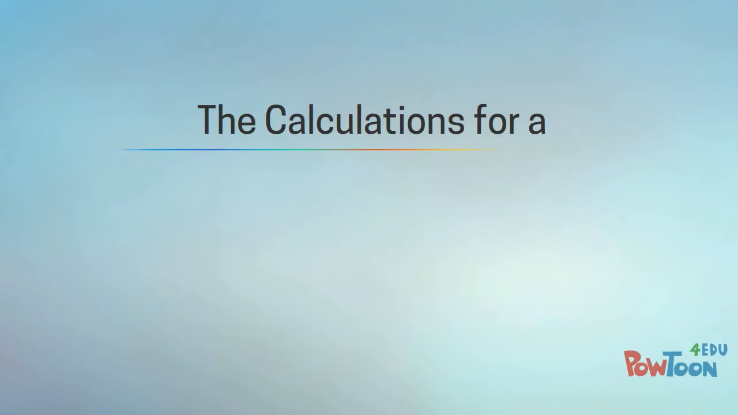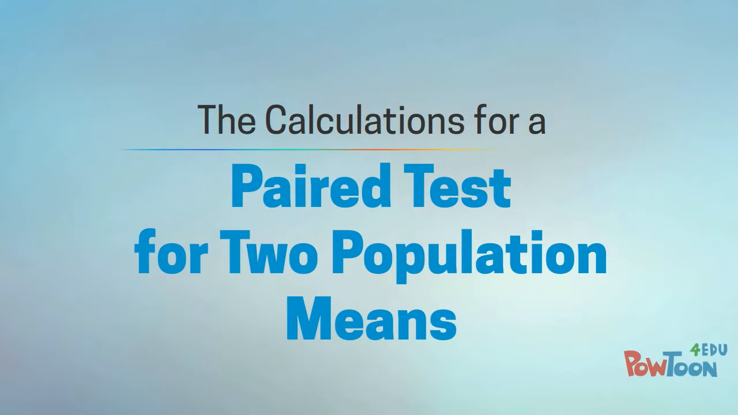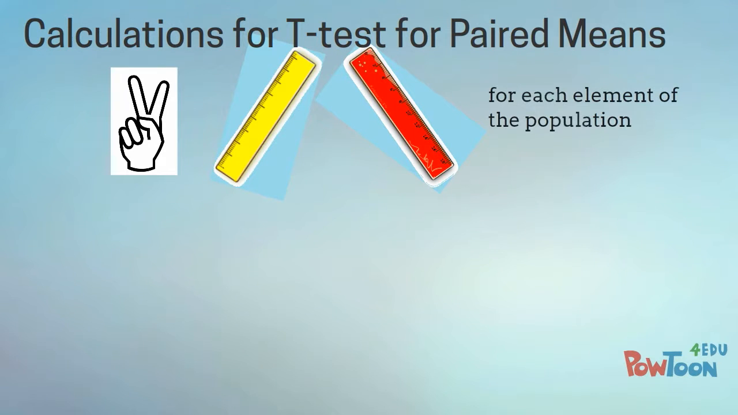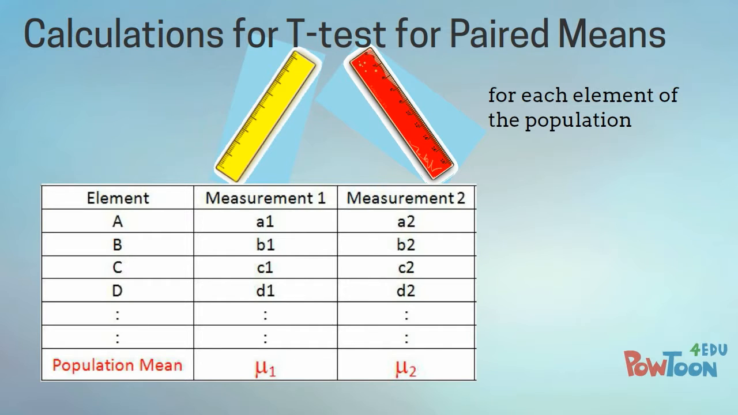The calculations for a paired test for two population means. To complete the calculations for a t-test to compare two paired population means, we assume that we have two measurements from each of the n elements of the population. For example, element A has two measurements called A1 and A2. Element B has two measurements, B1 and B2. Then C1 and C2, D1 and D2, etc.